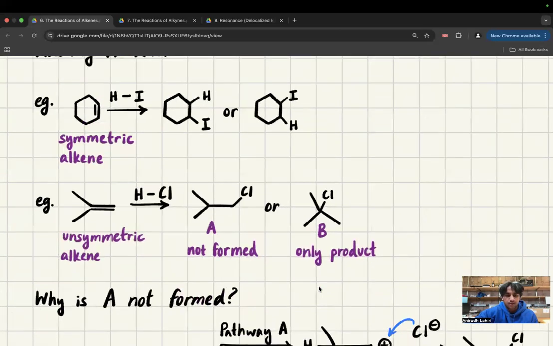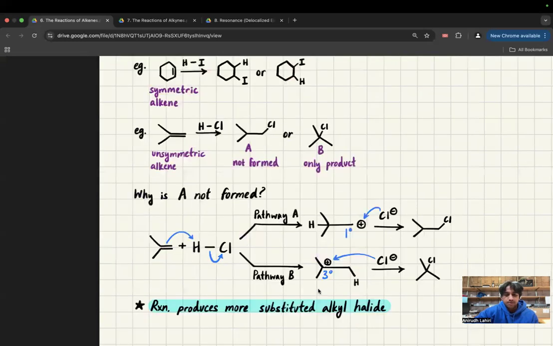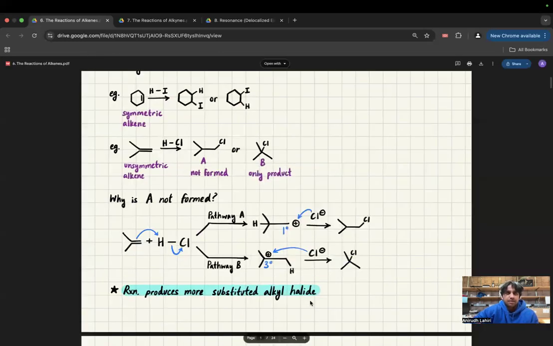It's because there's this rule called Markovnikov's rule, which basically says that we will add the chlorine, the halogen, to the most substituted position. So why is this the case?